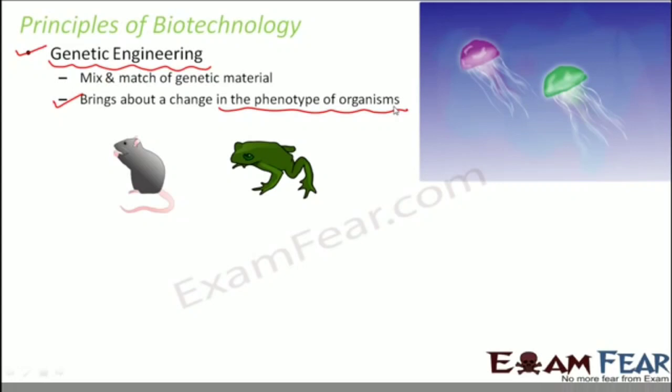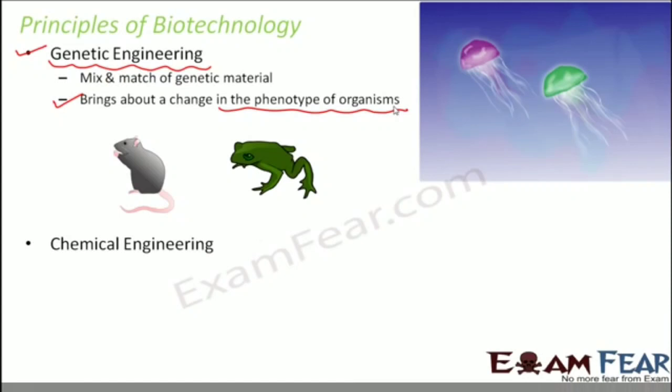Now, whenever we try to do genetic engineering, the motto is to bring about a change in the phenotype, that is, to bring about a change in the look of that organism or in the display of that organism. So here in this case, when the frog starts to glow or the mouse starts to glow, that means there is a change in the phenotype, something which is observable, something which we are able to see. These kinds of changes are the result of genetic engineering. So this is one principle of biotechnology where we talk about mixing and matching of genes between different living organisms.